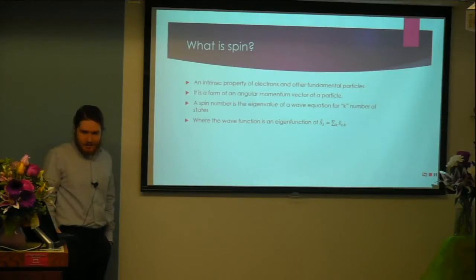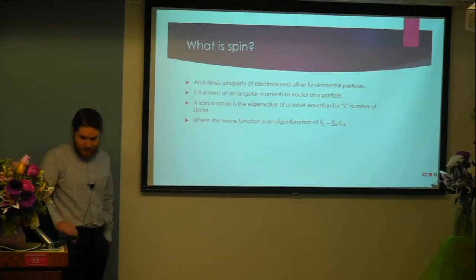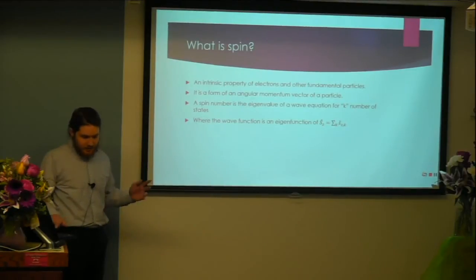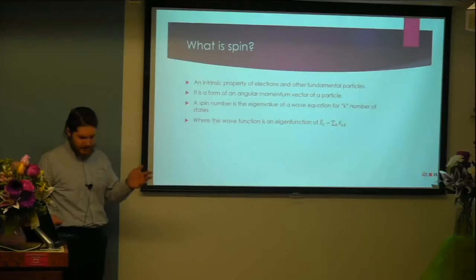More accurately, it's a form of angular momentum of a particle. Probably the analogy is a ball that's spinning, except it's not a ball and it's not spinning. So then what is it? Well, specifically, the spin number of an electron is the eigenvalue of a wave equation for the k number of states where the wave function is an eigenfunction of S-hat-z for the summation of k terms of S-hat-z-k. That would be basically the z value for a vector of magnetization.